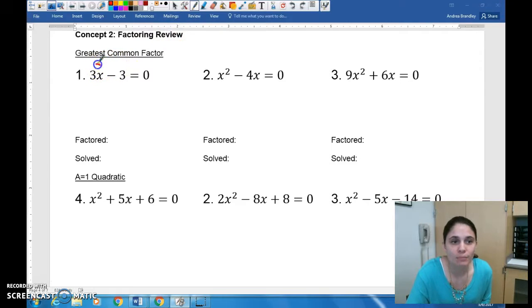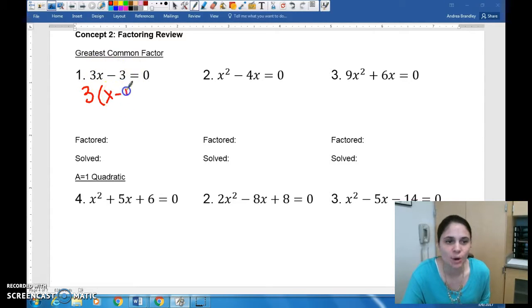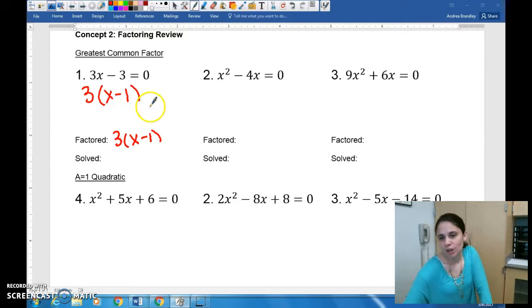So I'm looking for a number and/or variable that goes into both of my terms here. So I have a 3x and a 3. So that one's pretty easy. Obviously a 3 goes into both of those. So if I factor out a 3, then 3x divided by 3 is just an x. Negative 3 divided by 3 is a negative 1. So this is factored. So right here where it says factored, I'm going to go ahead and write 3 times x minus 1. But it's not solved.